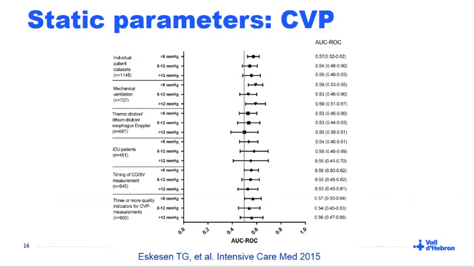I don't say anything about doing nothing, because doing nothing is maybe the worst option, but if you focus on the static ones, they are not good either. If you look at the values of the AUROC curve of the CVP, all are around 0.5, and most of them, in different clinical situations, are not significant in terms of predicting which patients will respond to a fluid challenge.